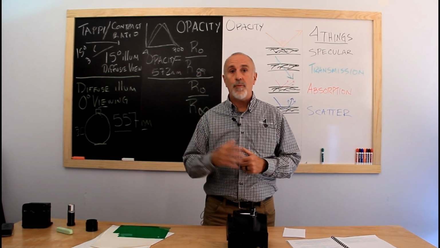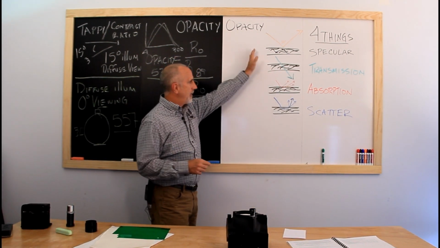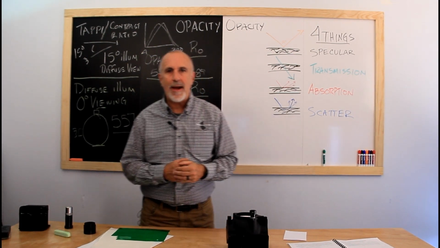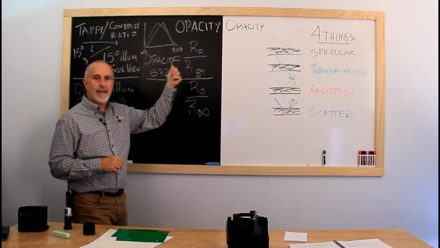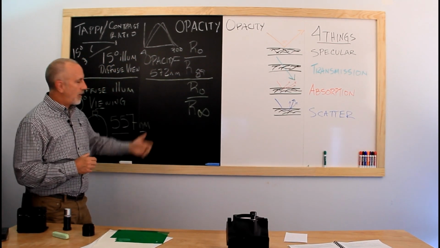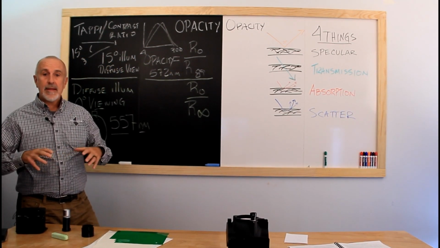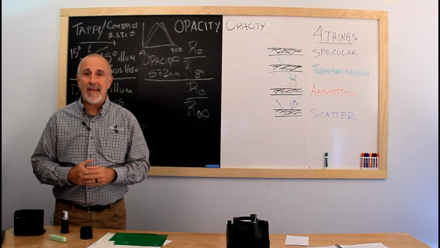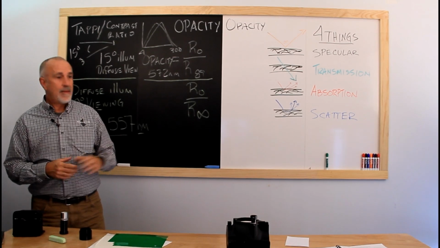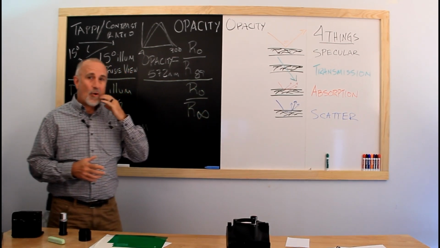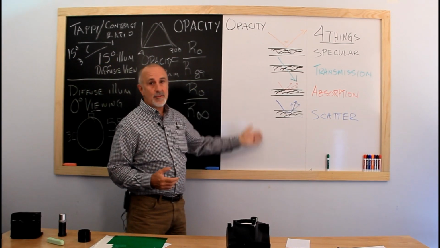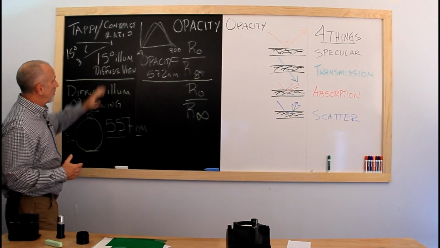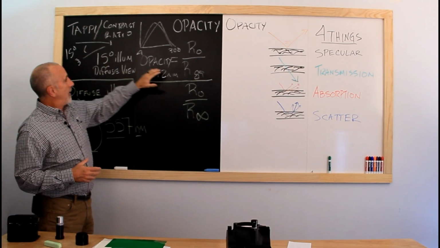So far we've talked in the first video about four things that can happen to light when it strikes paper and the basic definition of opacity. In video 2 we talked about TAPPI opacity. In video 3 we talked about ISO opacity. Now in this video we're going to dwell on and look at the difference between those two, and then we'll wrap up with talking about how opacity is affected by these guys over here.